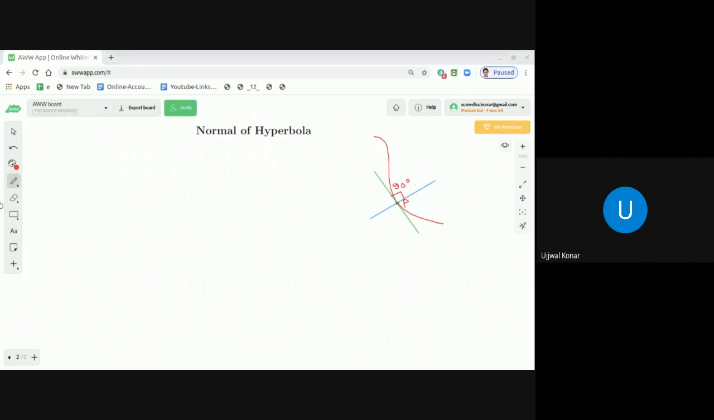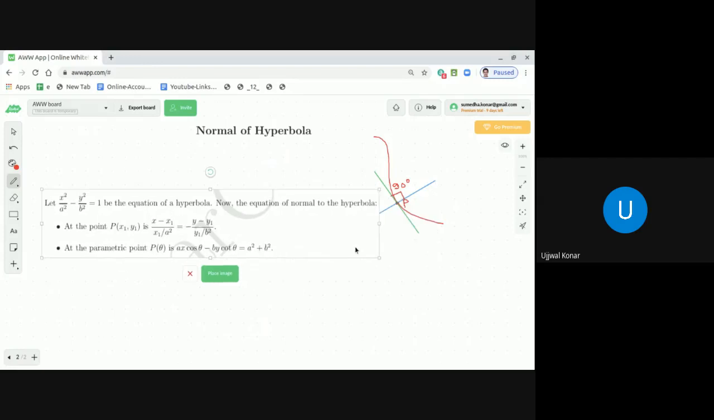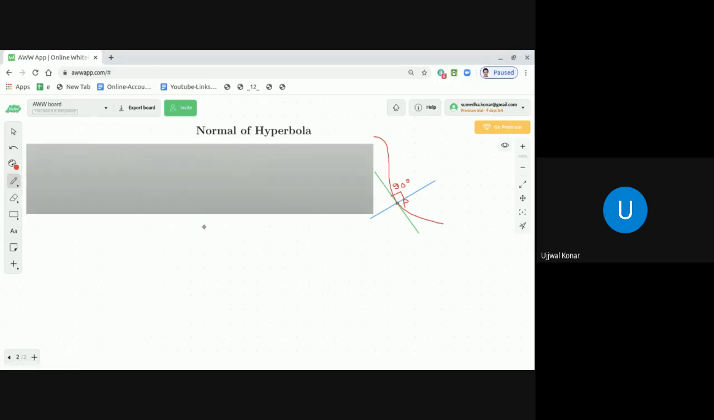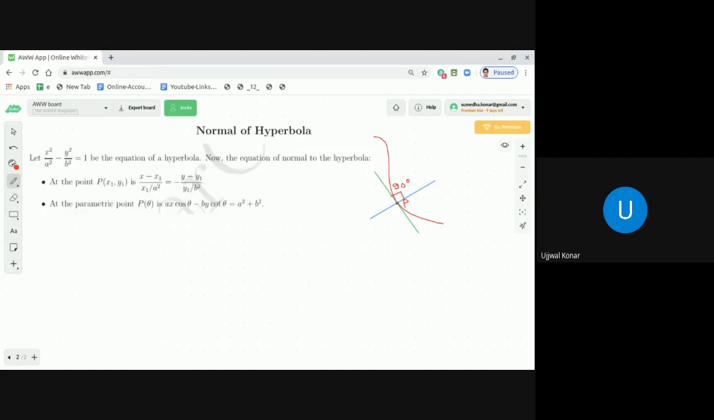We have discussed several times, but here we are going to discuss in context to the hyperbola what are the equations of the normal. The first point is that we'll consider the standard equation of hyperbola, like x square by a square minus y square by b square equal to 1. That is the standard equation of the hyperbola. And in this standard equation, dear students, if we get a point P having a coordinate x1 comma y1, that is a Cartesian coordinate, then what is the equation of the normal?